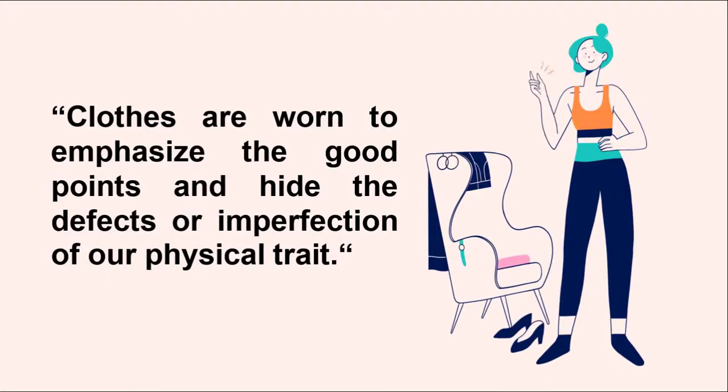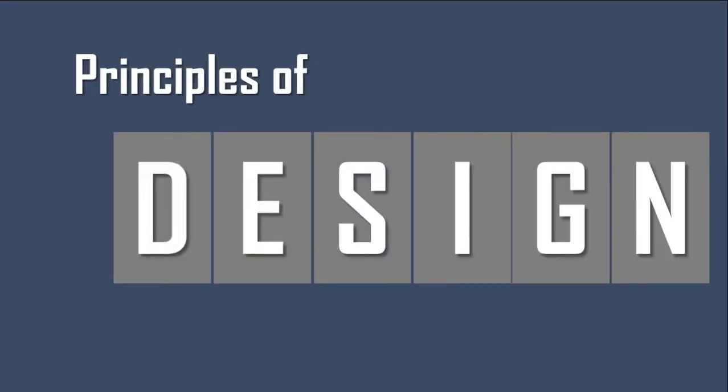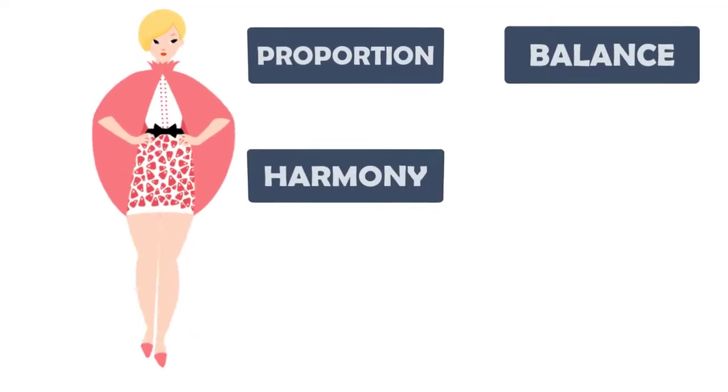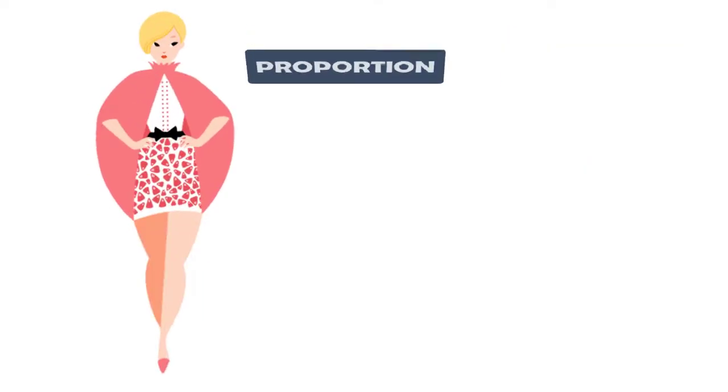Well, let's find out. In principles of design, we need to consider that good outfits should have proportion, balance, harmony, emphasis, and rhythm to express art principles. The first principle is proportion.